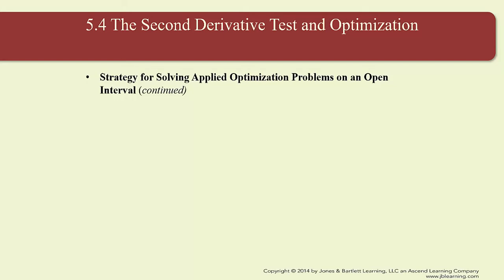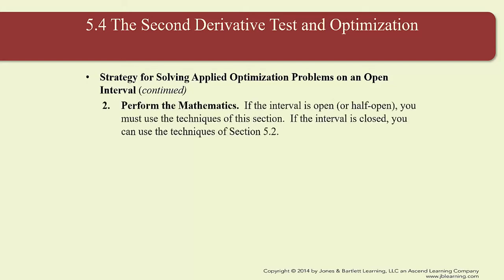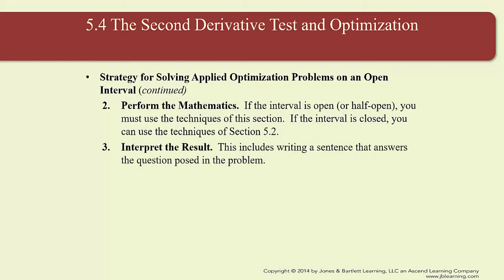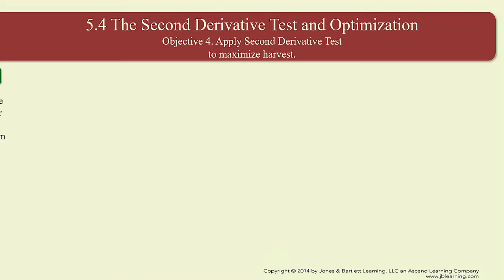Continuing with this strategy, after we do number 1, then we're to step 2 where we perform the mathematics. If the interval is an open interval or a half open interval, we have to use the techniques of this section to optimize the situation. However, remember, if the interval is closed, we can use the techniques that we learned in section 5.2. And then finally, interpret the result. We're becoming really good at interpretations. So let's see what the next example is.